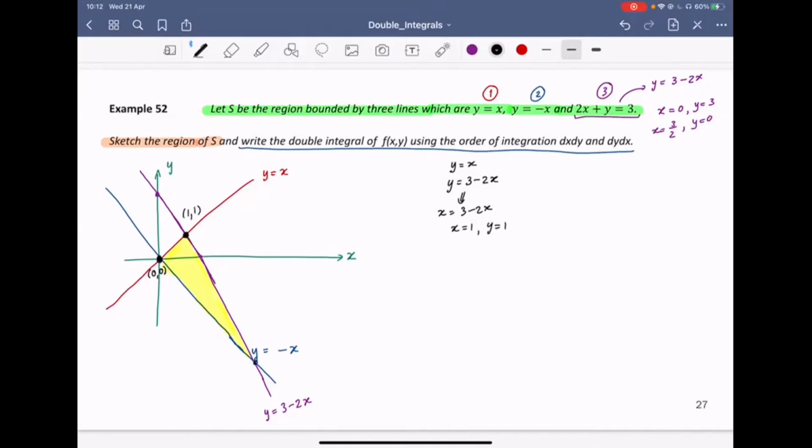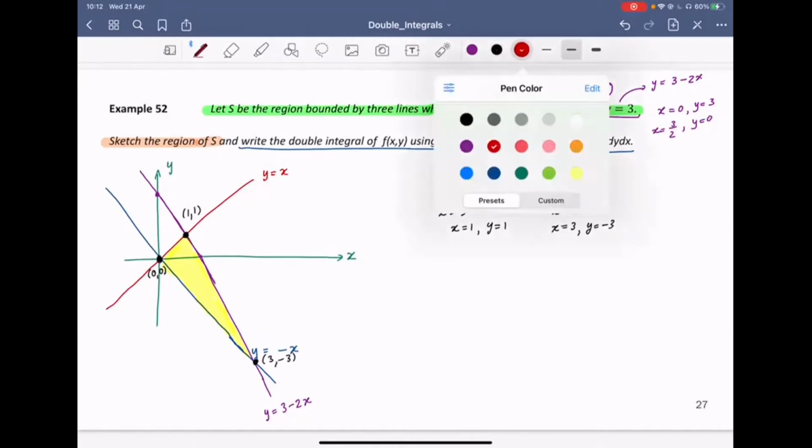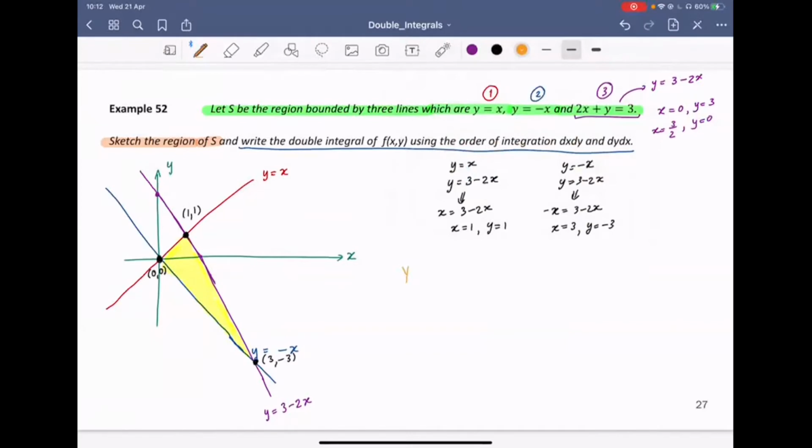The same thing with the other intersection on the bottom. You have y equals negative x and y equals 3 minus 2x. Once you set up the equation, you're going to get, I think, x equals 3, right? And then y equals negative 3. All right, that is your intersection point. Now your answer is going to be what? So let's look at your answer.